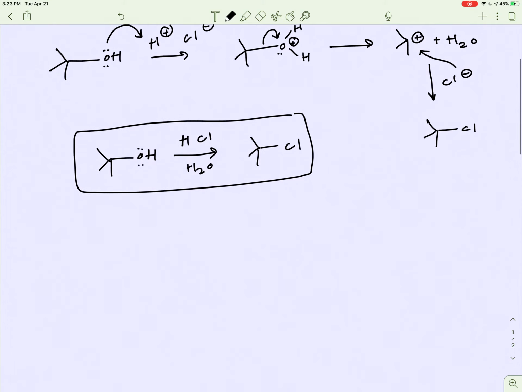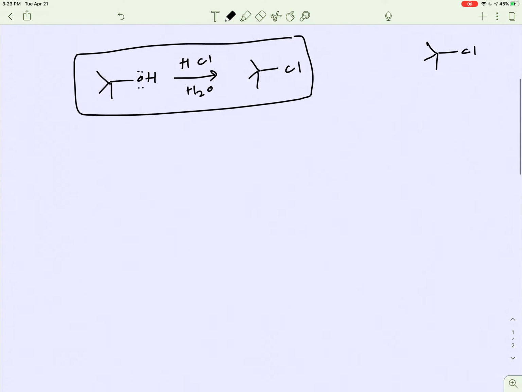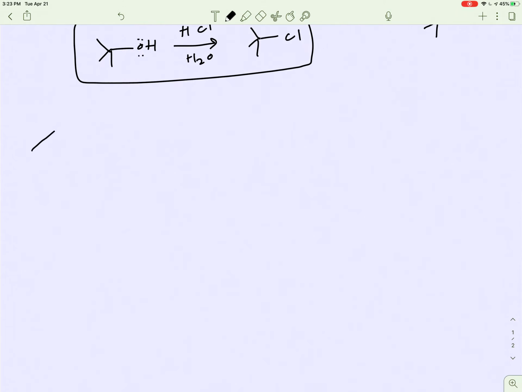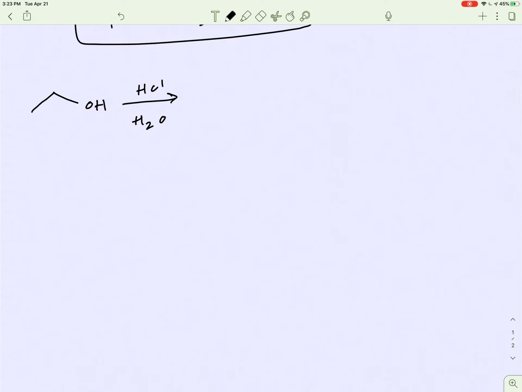Right, let's do another example. This time let's do something that is SN2 instead of SN1. So here we go. This time we have a primary alcohol instead of a tertiary alcohol. And we have the same thing, HCl, the H2O. So in this case, again, the HCl, whenever I put it in water, is going to become H plus and Cl minus. The OH goes and takes the hydrogen again. I'm going to form this.